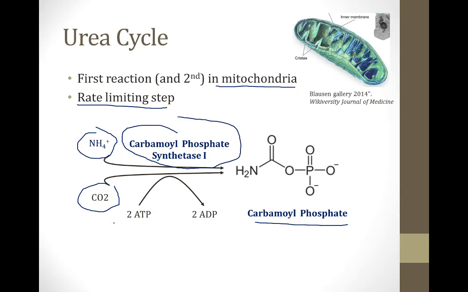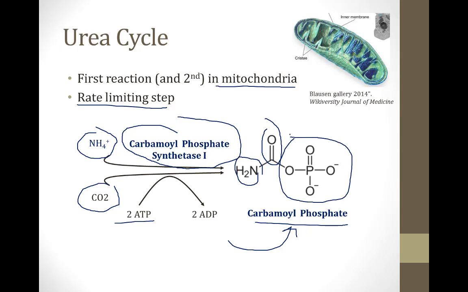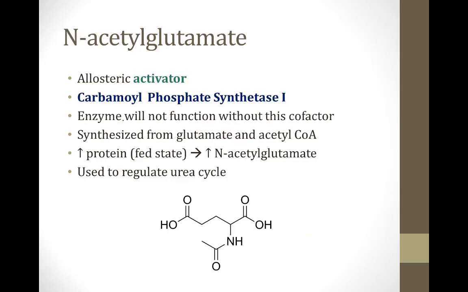It involves two molecules of ATP, and the result is a molecule of carbamoyl phosphate, which has the carbon dioxide here, the ammonia here, and one of the phosphates from ATP added on here to the molecule. This first step has a very important activator called N-acetylglutamate. N-acetylglutamate is an allosteric activator of the enzyme carbamoyl phosphate synthetase 1. The enzyme will not function without this cofactor present.